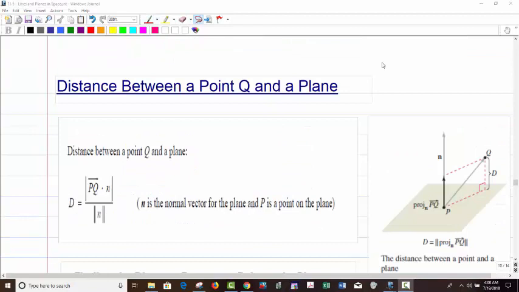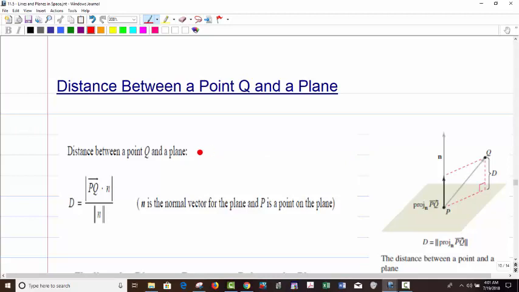Now, let's find the distance between a point Q and a plane. So what we're trying to do is take some point Q that's not on your plane, and find the shortest distance, the perpendicular distance. It's not just any distance to the plane, it's the shortest distance to the plane. And of course, the point Q is not on the plane, because if it was, then the distance would obviously be 0.